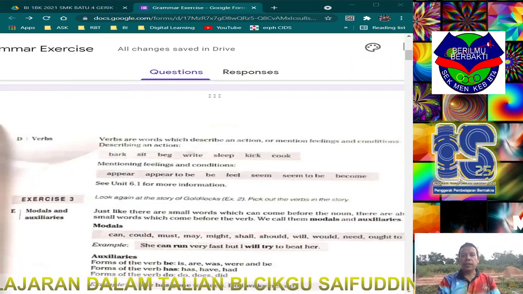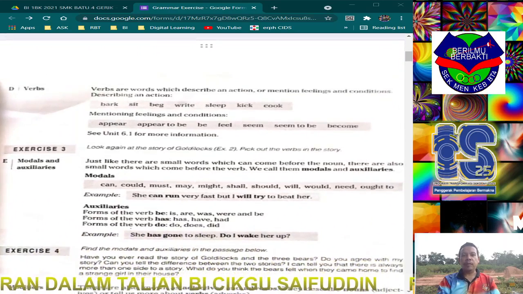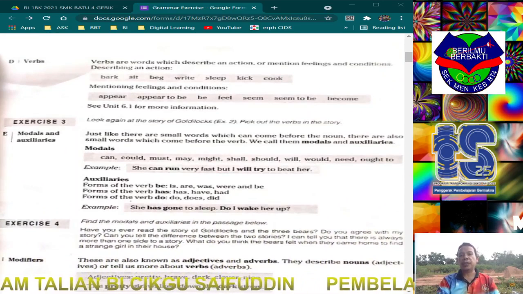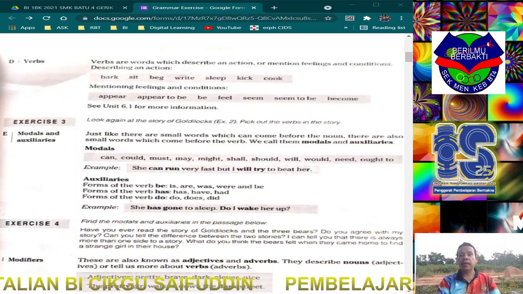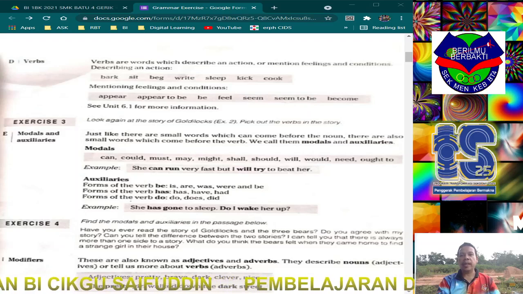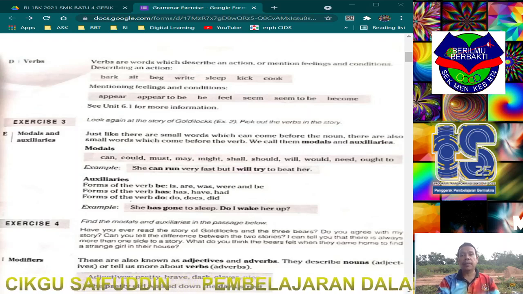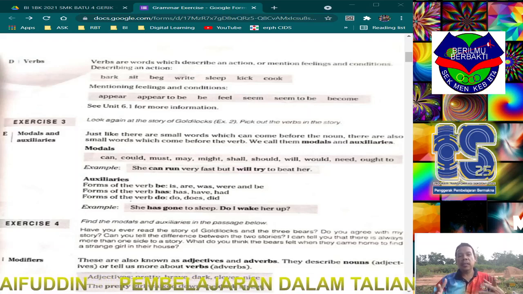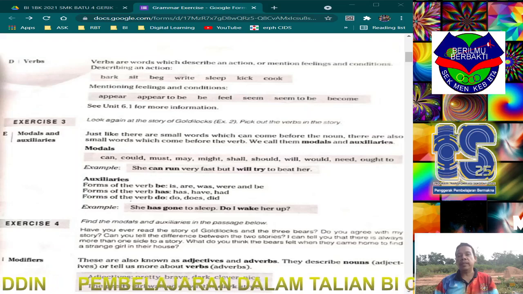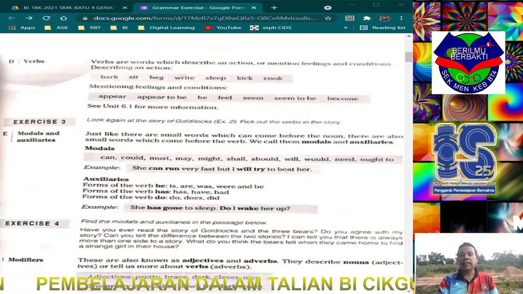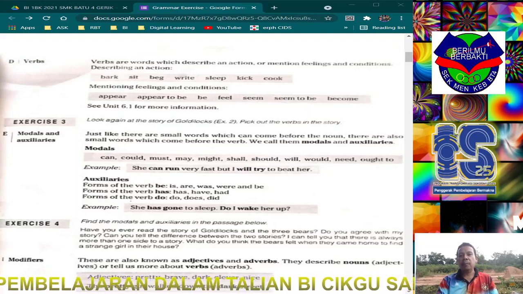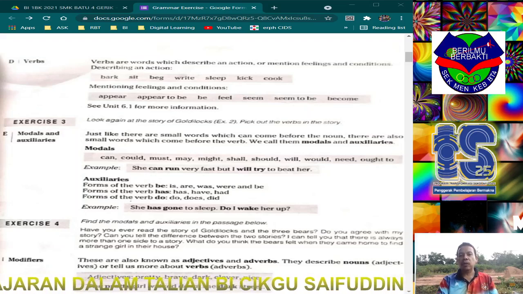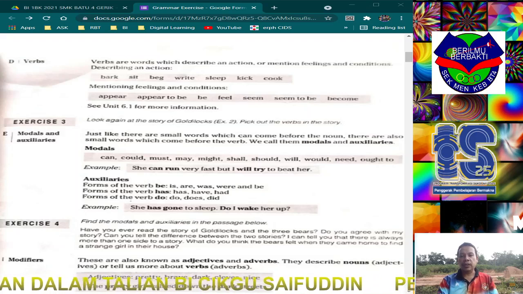Now we go to the verbs. What is verbs? Verbs dalam bahasa Melayunya kata kerja. Verbs are words which describe an action or mention feelings and conditions. Describing an action, for example, bark, sit, beg, ride, sleep, kick, cook, run. Apa-apa saja yang menunjukkan aksi perbuatan, berlari dan sebagainya. Mentioning feelings and conditions: appear, appear to be, feel, seem to be, become. Itu adalah contoh-contoh kata kerja.